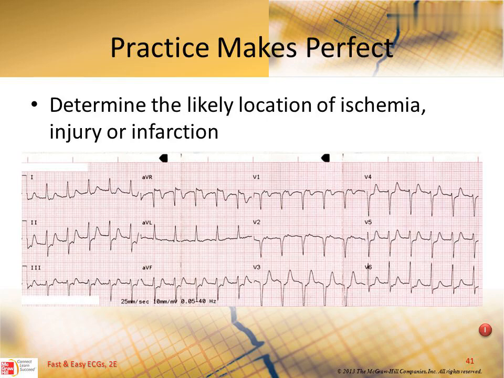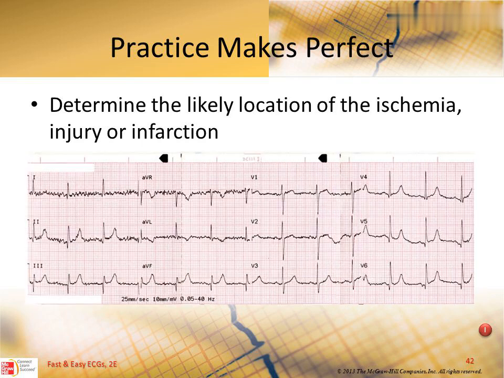Determine the likely location of ischemia, injury or infarction. Answer: anteroseptal infarct, age undetermined, pathologic Q waves in V1, V2 and V3, ST and T wave abnormality in V1, V2 and V3, ST segment depression in V4, and marked ST segment abnormality, possible inferior subendocardial injury, depressed ST segment in leads 2, 3 and aVF.